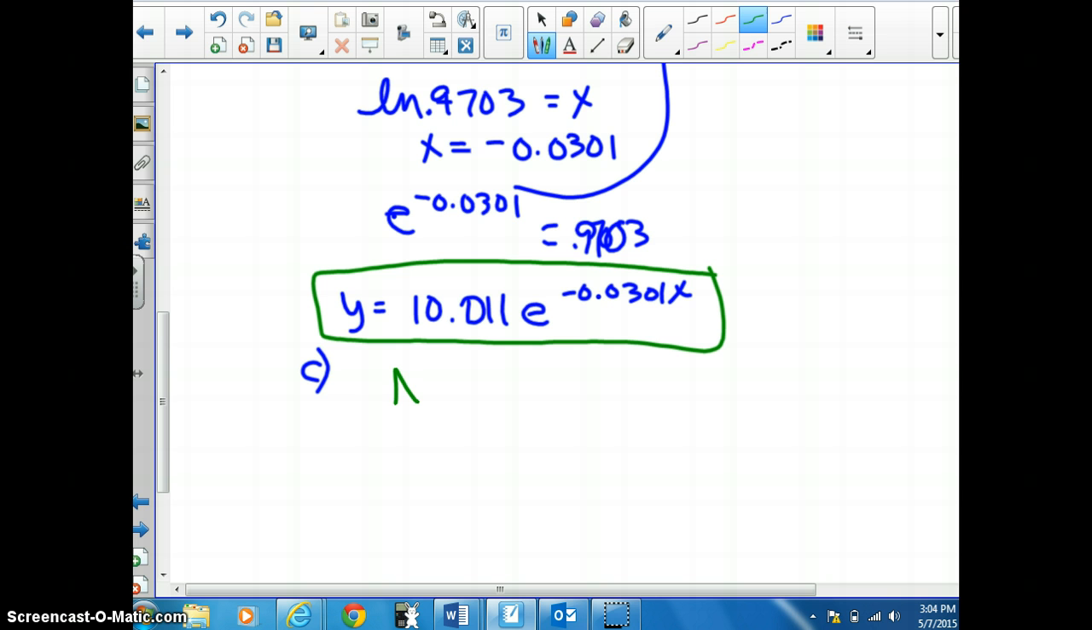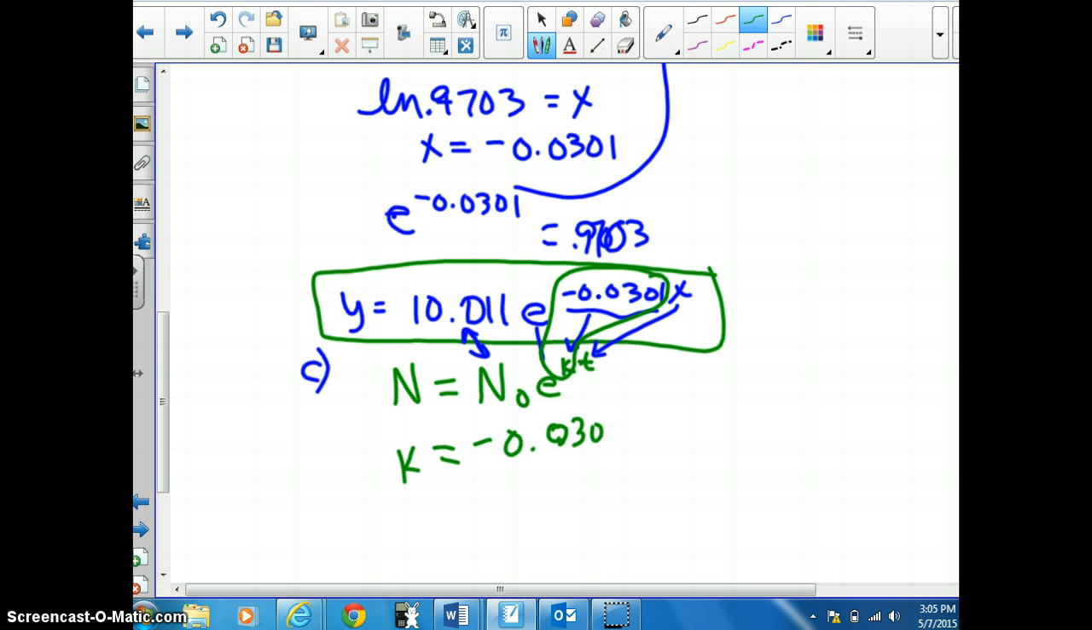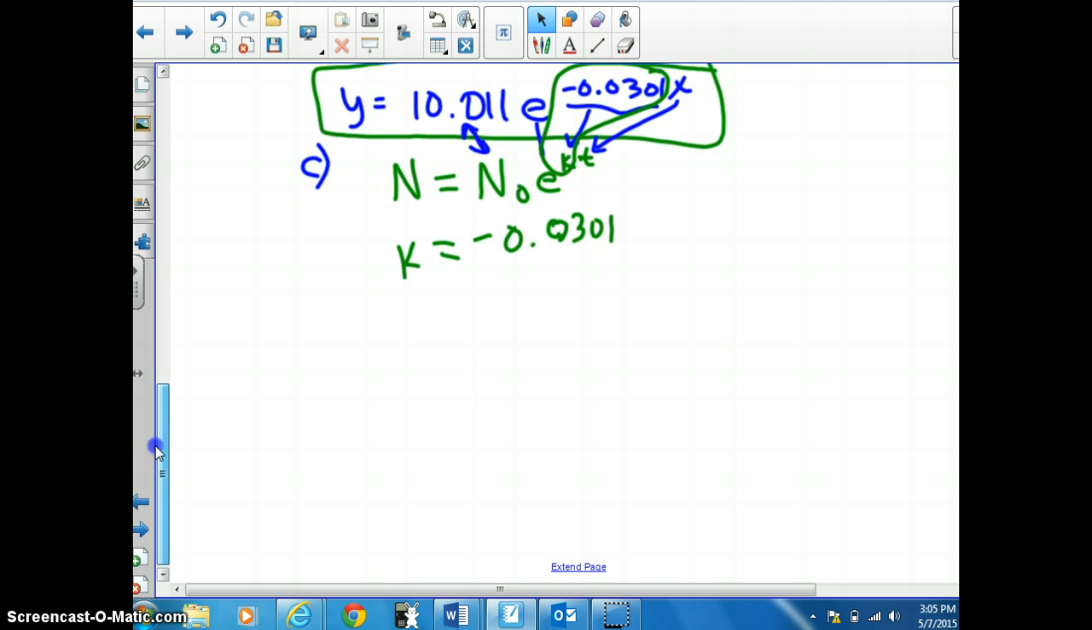We have the original form of the exponential equation, n equals n sub 0 times e to the kt. Now remember, n sub 0 is that initial value. And this is the reason why we put the equation in base E. Here's my initial value, there's my E, this guy is my K, and we already know that those X values were our time. So that tells me that K is this number. So K equals negative 0.0301.